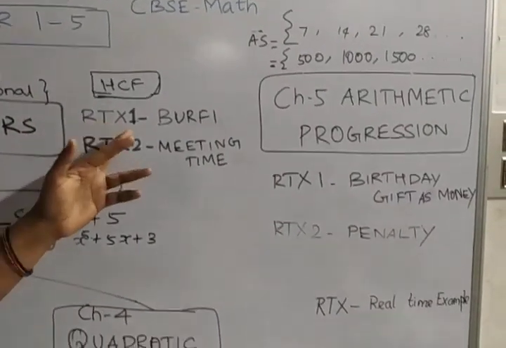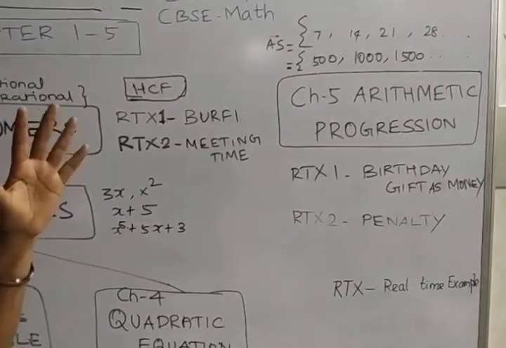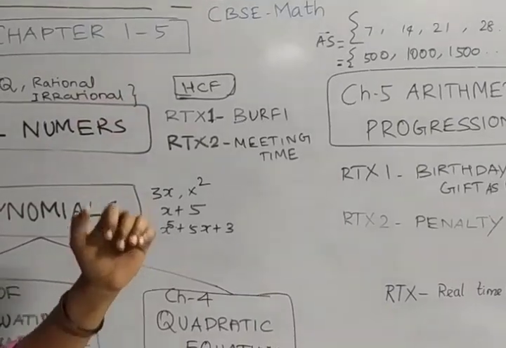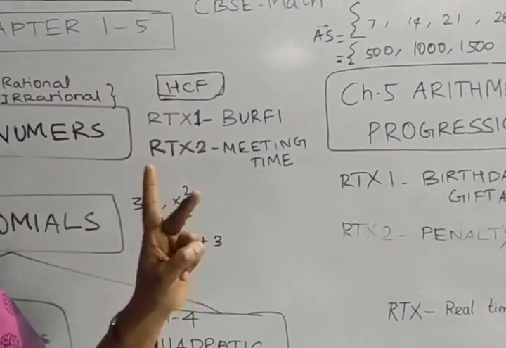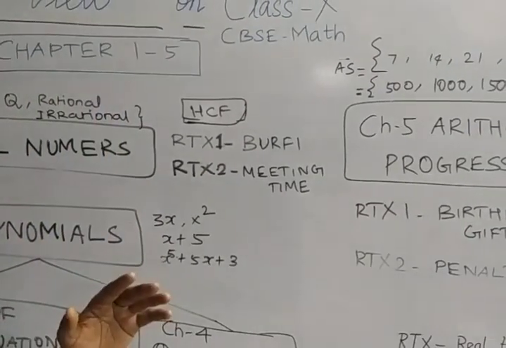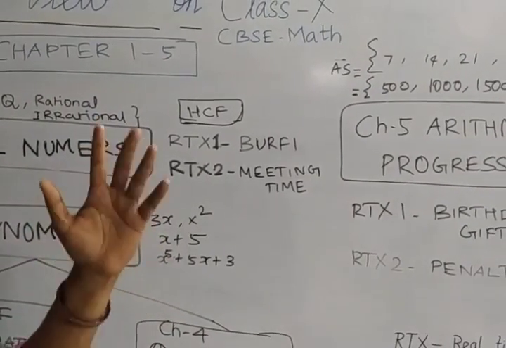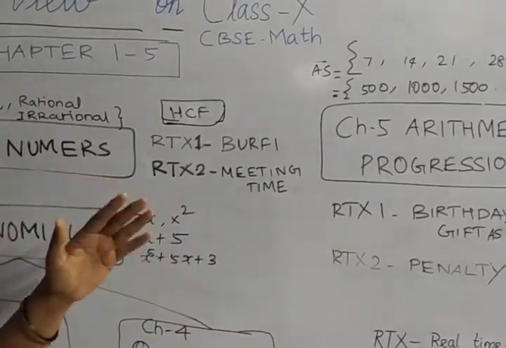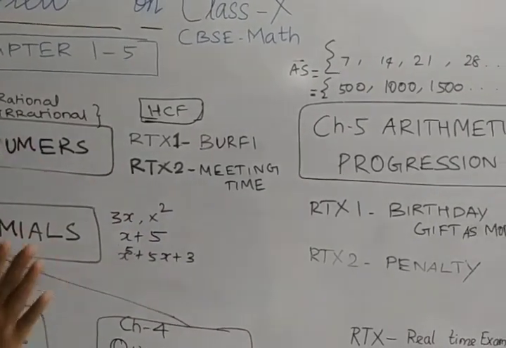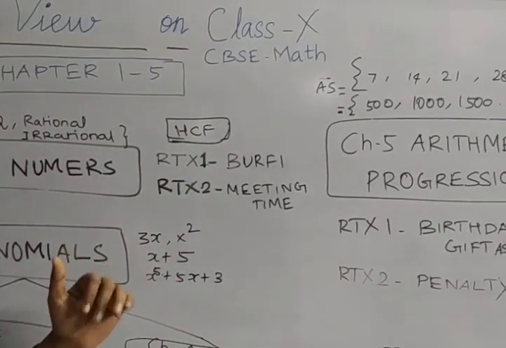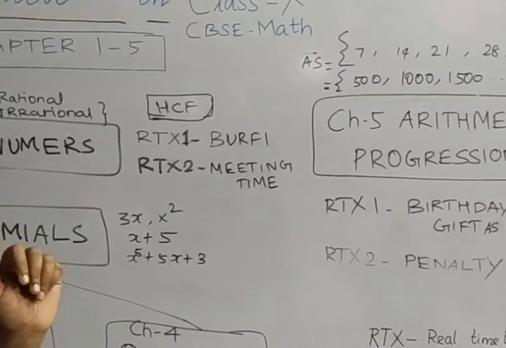It's a barfi example. Say you have a sweet shop, and there you want to keep the barfis. You have badam barfi and coconut barfi, and you want to keep them on racks. By studying this chapter, you can find out how many shelves you need to arrange those barfis.